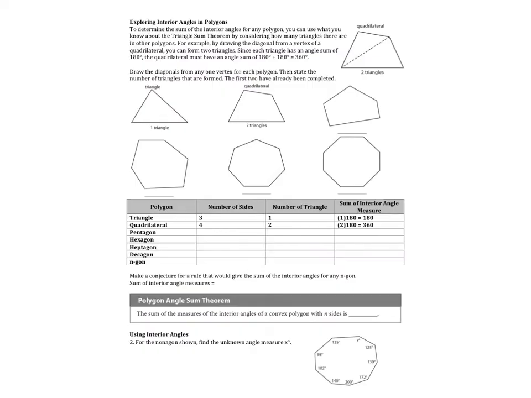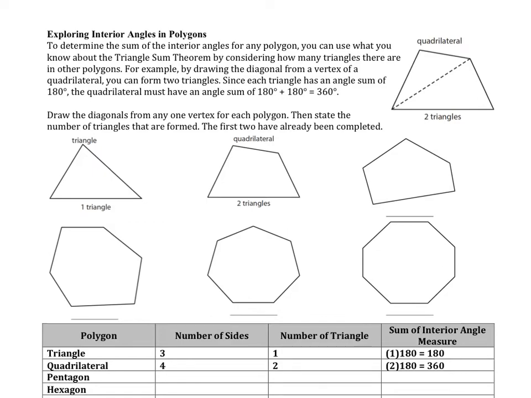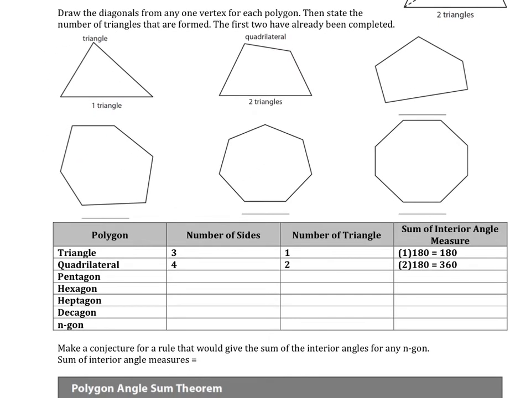All right, so next we did this activity exploring interior angles of polygons, and we worked through this in class, coming up with our rule for an n-gon, where it has n number of sides, n minus 2 the number of triangles, and so we came up with n minus 2 times 180 equals the sum of the interior angle measures. Some of us say 180 times n minus 2, it doesn't matter. Multiplication order does not matter.